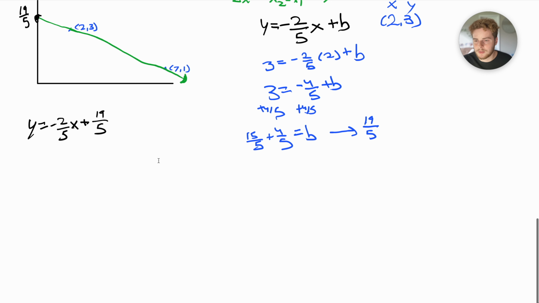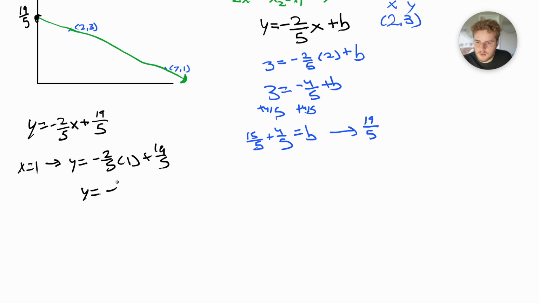So with that, we could plug in a couple numbers. Let's just say we're going to work with x equals 1, just to make it a simple example. That's going to say y equals negative 2 over 5 times 1 plus 19 over 5. And that's going to be negative 2 over 5 plus 19 over 5.